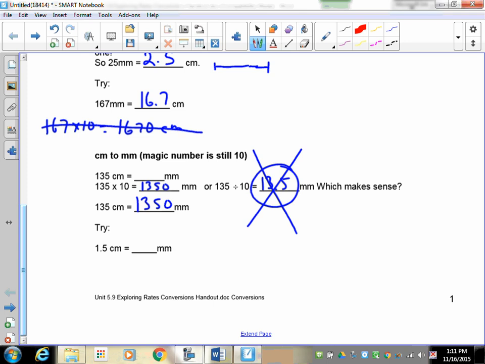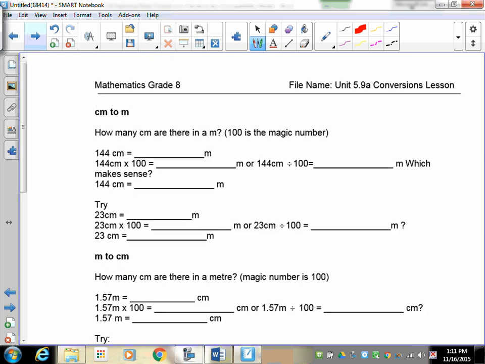Okay, so we're multiplying by 10 this time. So 1.5 times 10 is equal to 15 millimeters. And there you go. Okay, so how about centimeters to meters? There is a magic number here. 100 centimeters in every meter. So if that's our magic number, you're going to multiply or divide by 100.